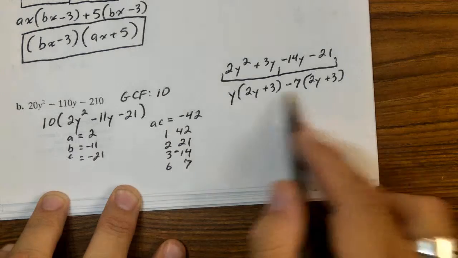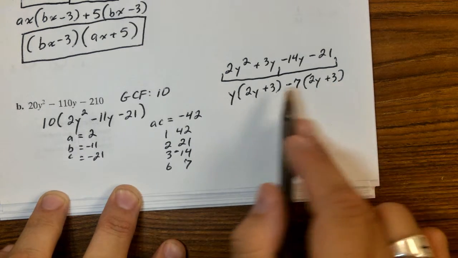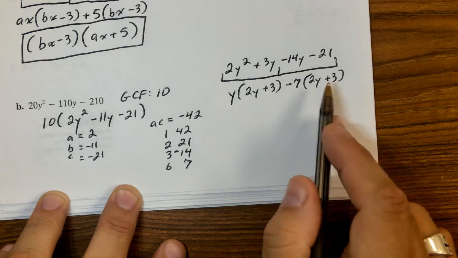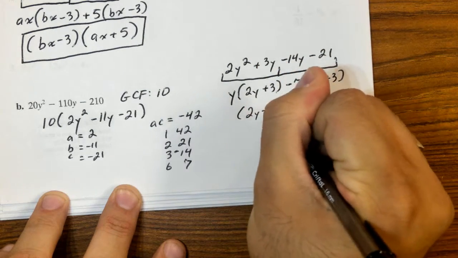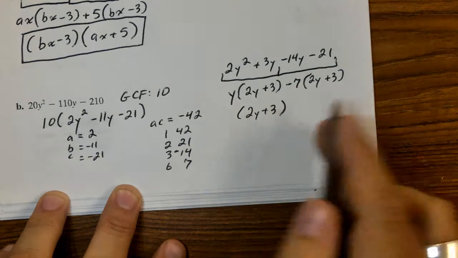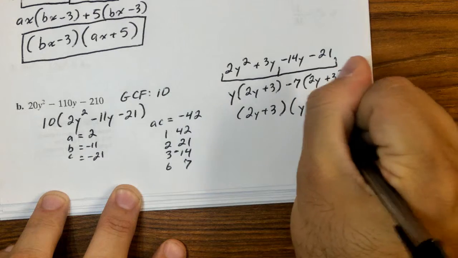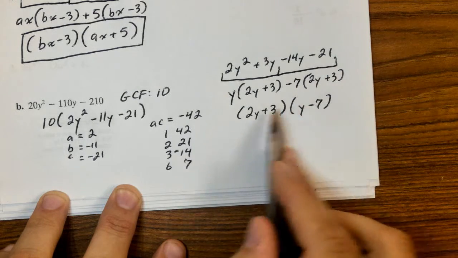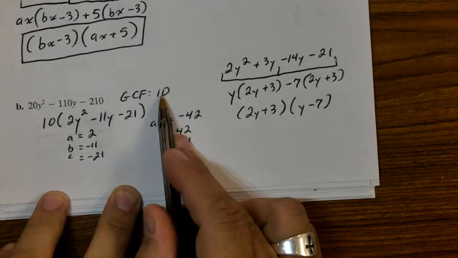So now we have these 4 terms rewritten as 2 terms with a common binomial factor. So we're going to factor out that factor of 2y plus 3, and then what's left in the other factor is the y minus 7. So these 2 binomials cannot factor further, but do not forget that we had to factor out a GCF of 10 at the very beginning.